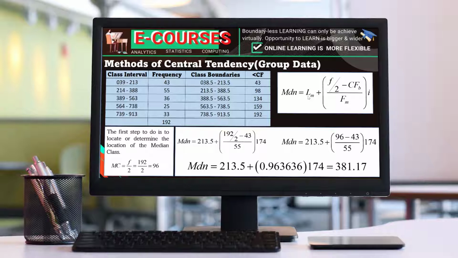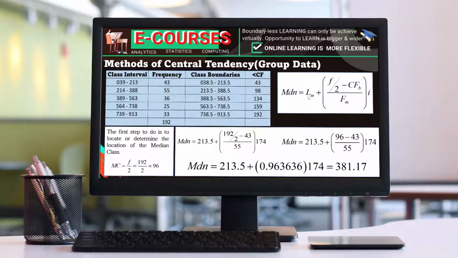And 174 is the interval, or the class width. How do I get the 174? 213 minus 39 is 174. 388 minus 214 is 174. 563 minus 389 is 174. 738 minus 564 is 174. And 913 minus 739 is 174. That is the class width of the class interval.